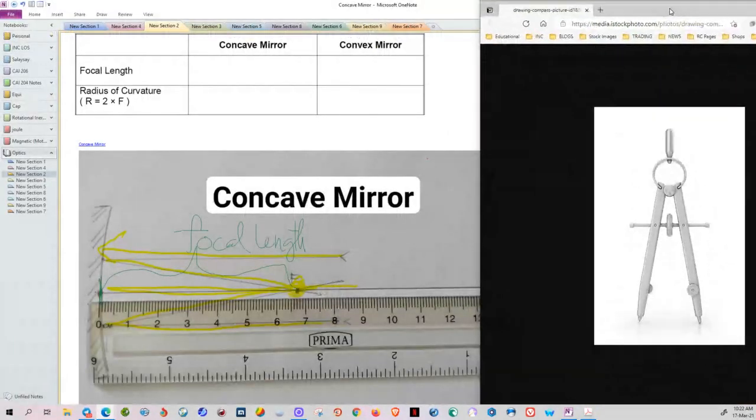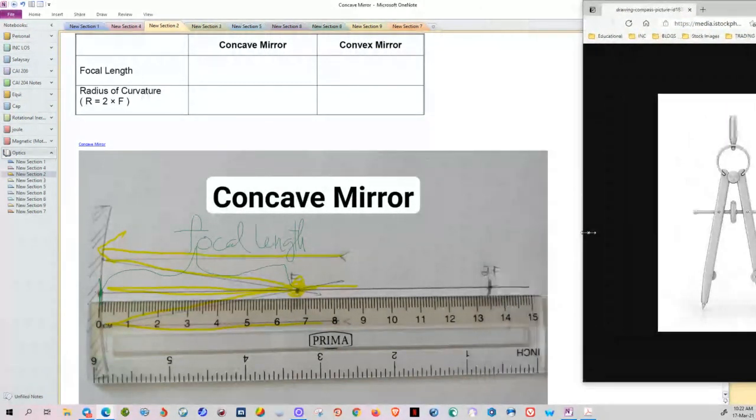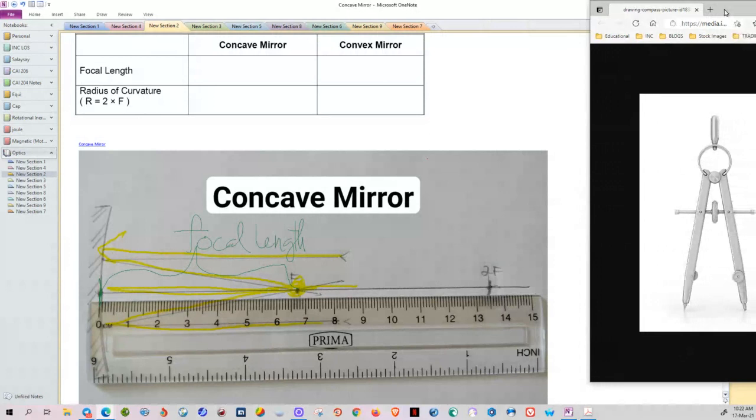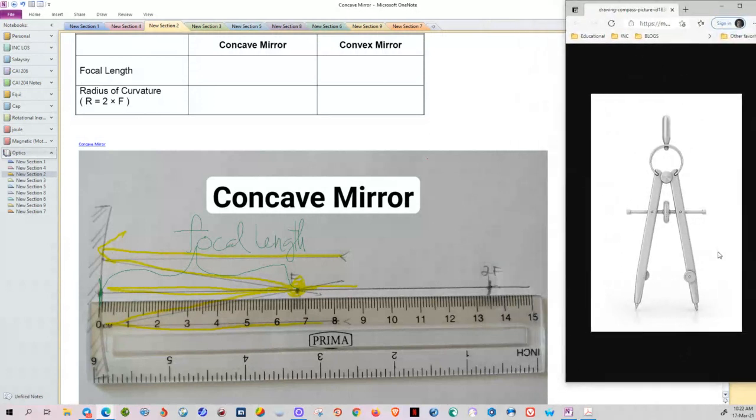So what do we do with this device? We actually take this device. Now, in most situations, this device has a pencil and a pin. The legs of the compass have a pencil and a pin. This is the pin, and this is the pencil, okay? We take the drawing compass, and then we place the pin.